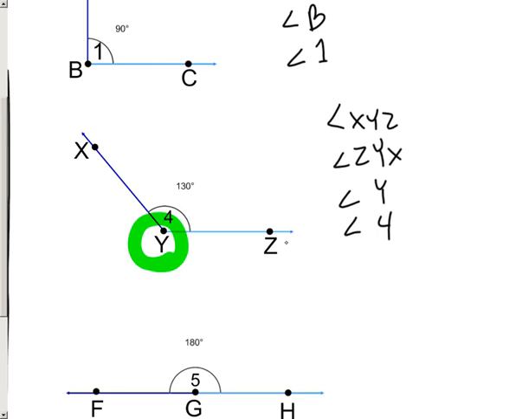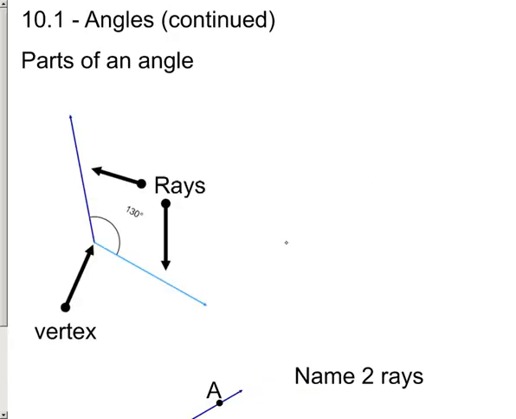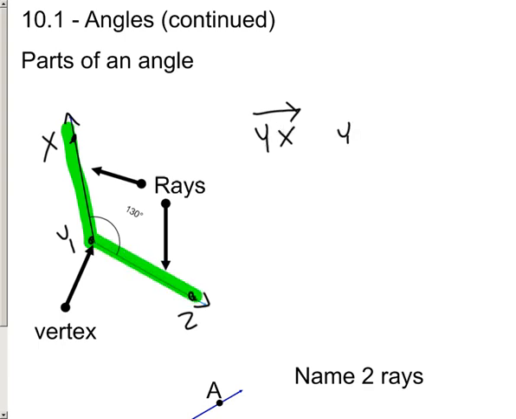The last part I wanted to look on this lesson before we go on to 10.2 would be the parts of an angle. There are 2 rays on every angle. Now let's just name this one X, Y, and Z. So here's X, here's point Y, and here's point Z. We have ray YX. When you're naming a ray, you always have to start with the point that it starts from, so that'd be YX. And here's the ray. When we name the other ray, we start with the Y also, because that's where this ray started from, and that's YZ. So that's ray YZ. And we put a little ray sign over it. We have to do that, or else we think you're talking about a line segment.